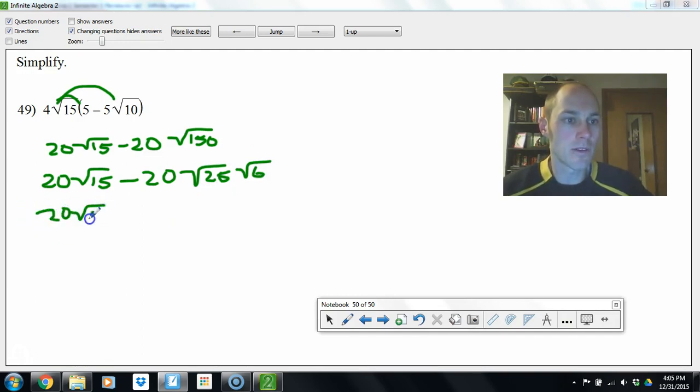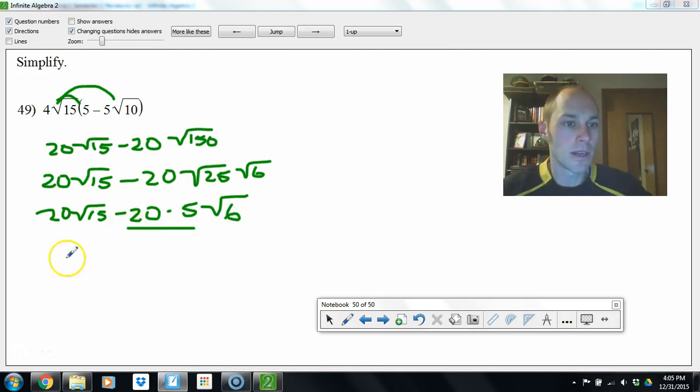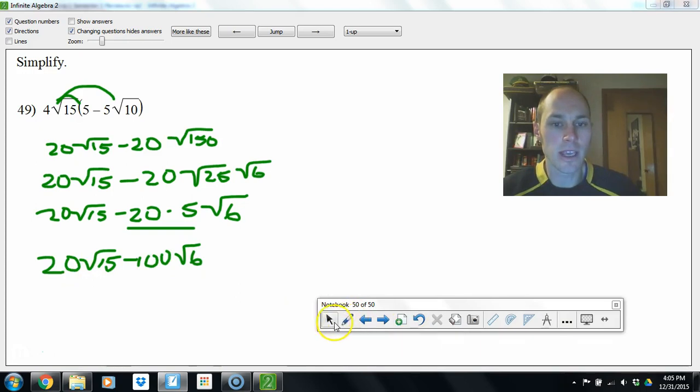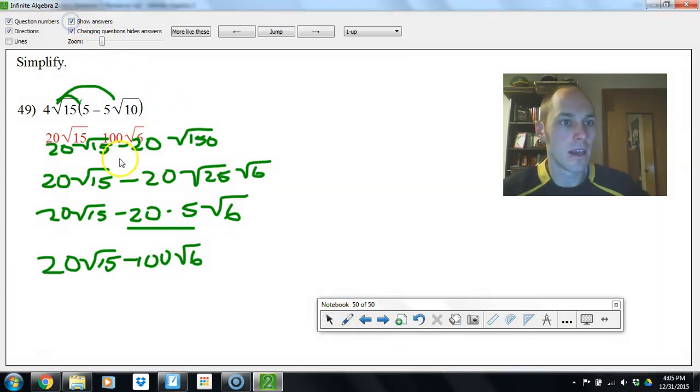So 20 times square root of 15 minus 20 times square root of 25 is 5. Square root of 6. And negative 20 times 5 is negative 100. So we have negative 100 times square root of 6. And neither of those are like radicals, so we can't combine those any further. And it matches up with what we have up there.